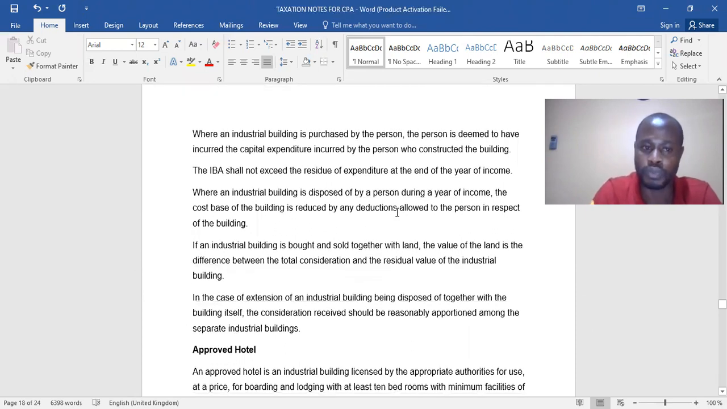Now there would be a scenario where maybe the building was purchased by a person and this person did not construct it. So that one, it is clear the law deems that person as having incurred a capital expenditure for constructing.